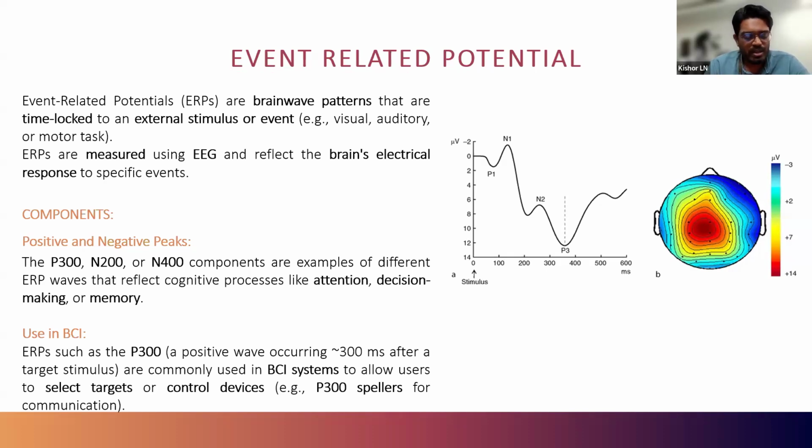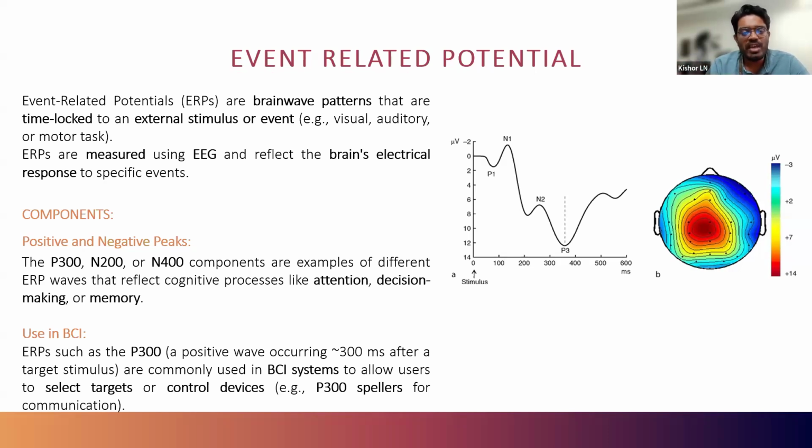So EEG, normally you can collect it anywhere from, say, 128 samples per second all the way to 20,000 samples per second. The more sampling frequency you have, the more accurate your time locking event-related potential is going to be. What happens is, there are two major components to it. There's a positive peak and a negative peak. As soon as the stimuli happens, there's going to be a spike followed by a dip, and then the EEG comes back to normal.